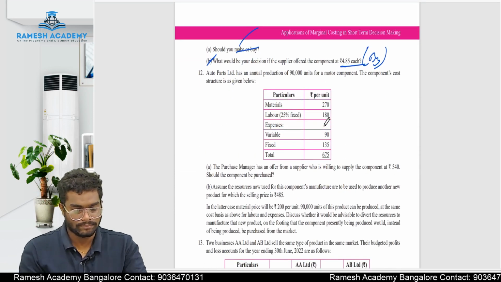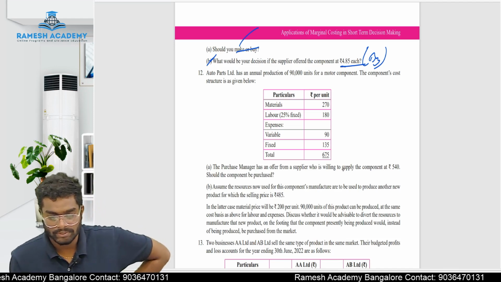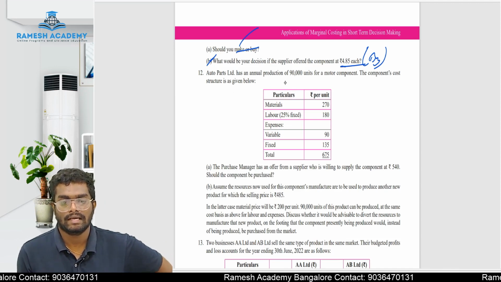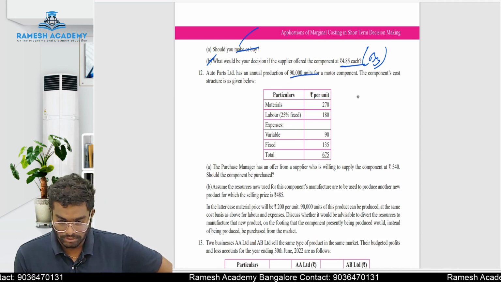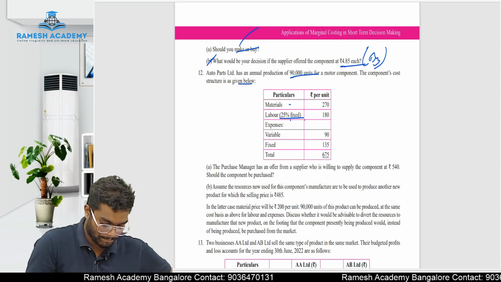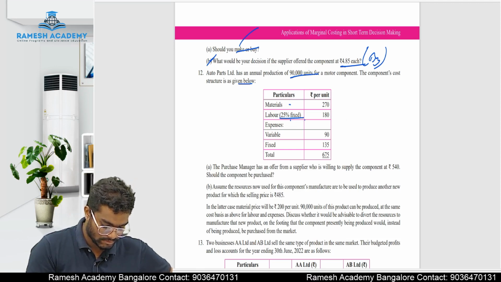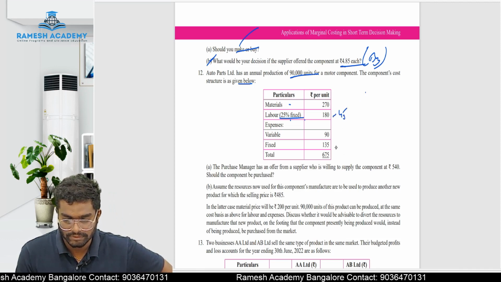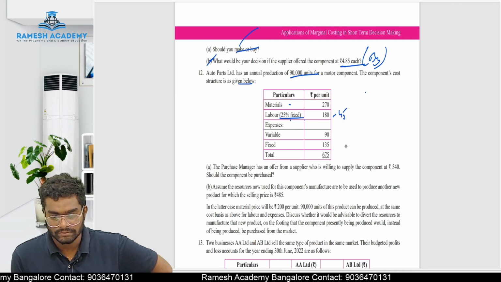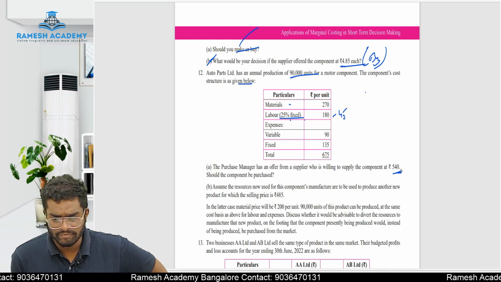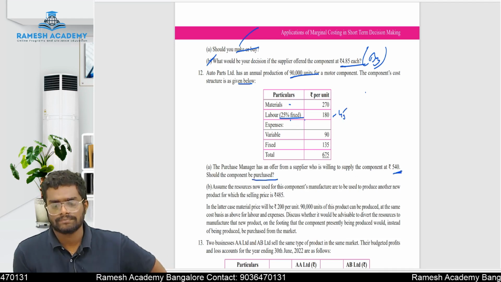Now question number 12. It is related to the previous one, the same topic. Auto Parts Limited has an annual production of 90,000 units. Its component structure is given below. Material, labor: in labor 25% is fixed, which means from 180 remove 25%, that is 45 rupees. So minus 45, this will be fixed. Okay, variable and fixed. The purchase manager has an offer from a supplier who is ready to supply at 540. Should the component be purchased?